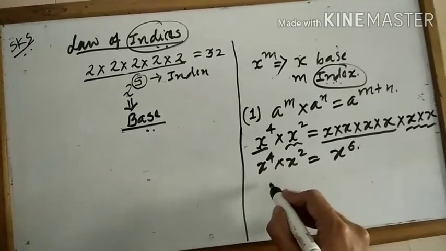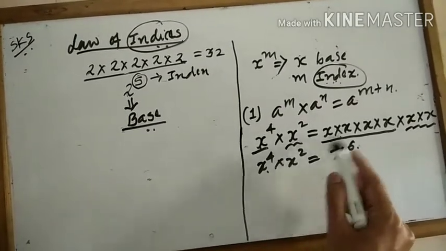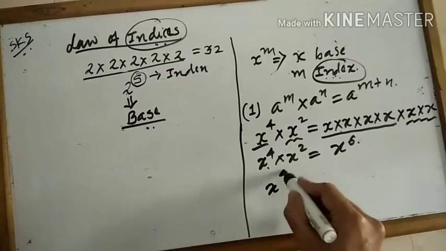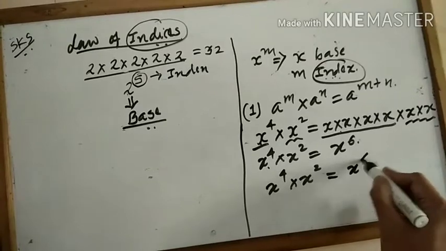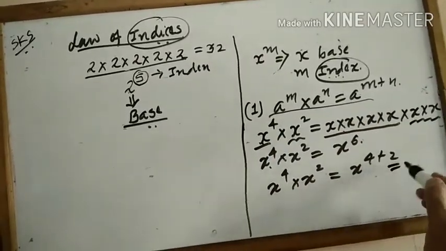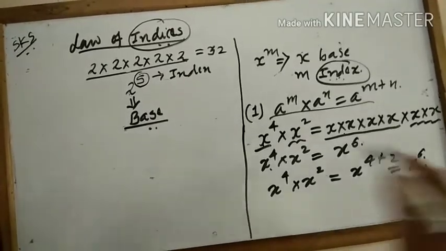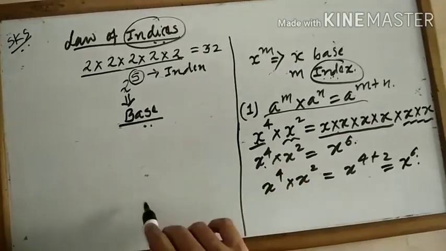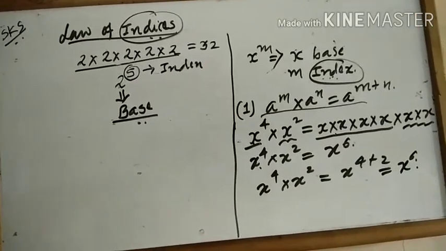That is one thing. And very important to know, you need not expand this, I told you first, but we are going to apply the rule: x raised to 4 into x raised to 2 is equal to x raised to 4 plus 2. According to this rule, the indices will be added as the bases are the same, x raised to 6. So that is how this rule comes. I hope that is pretty clear for you all.